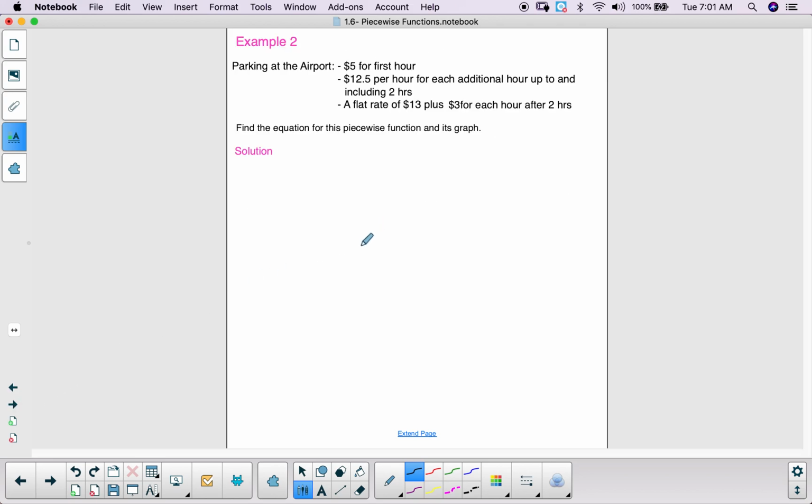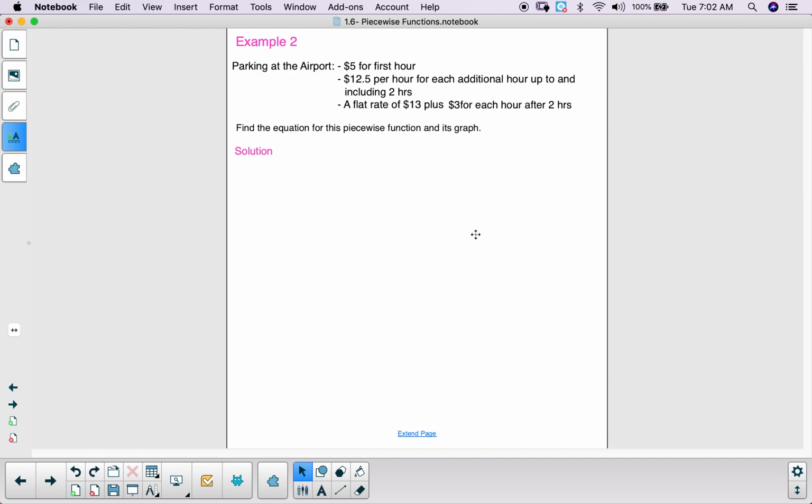Okay, and the second question you have here: parking at the airport, $5 for the first hour, $12.50 for each additional hour up to and including 2 hours, and a flat rate of $13 plus $3 for each hour after 2 hours. Find the equation and the graph.